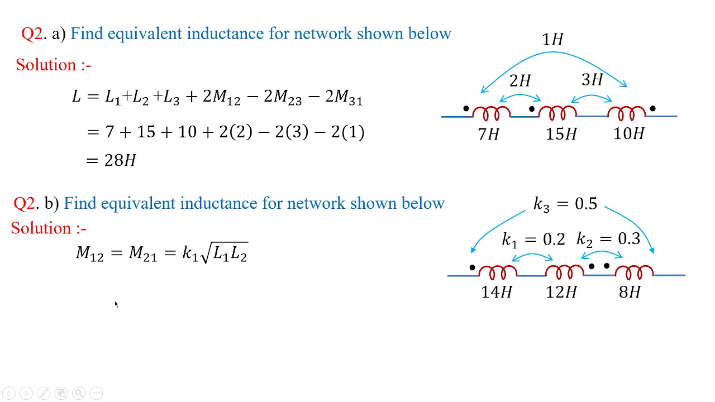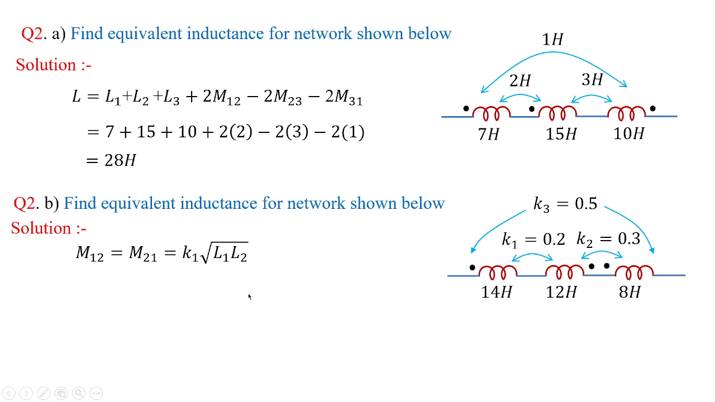So for this, because we have K1 placed between L1 and L2, which are 14 henries and 12 henries, M12 or M21 will be equivalent to K1 times the square root of L1 L2. This formula is derived from our previous classes. The relationship between mutual inductance and self-inductance in terms of the coefficient of coupling is given by K equal to M by the square root of L1 L2. So this formula is framed from the standard formula.